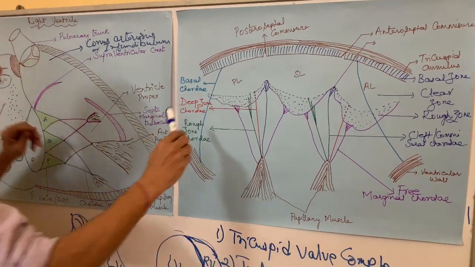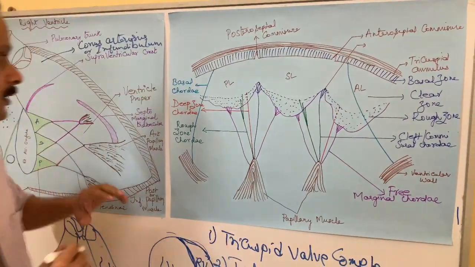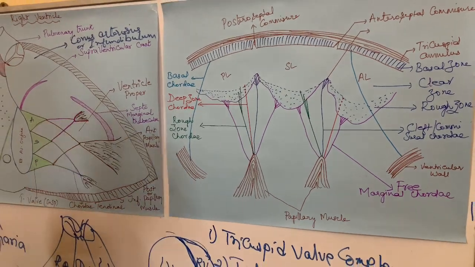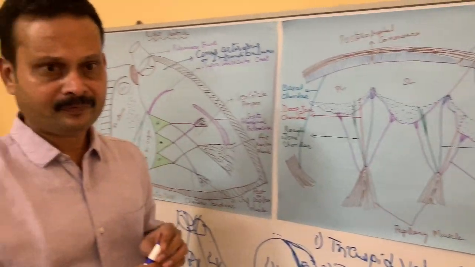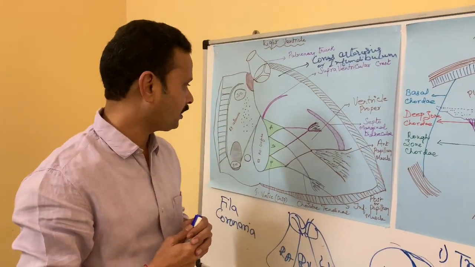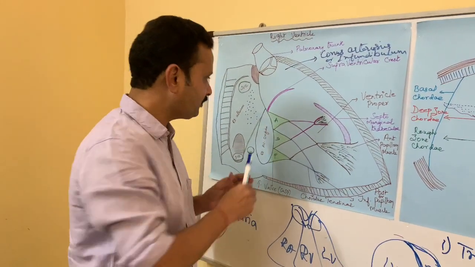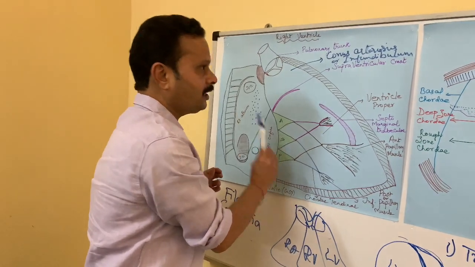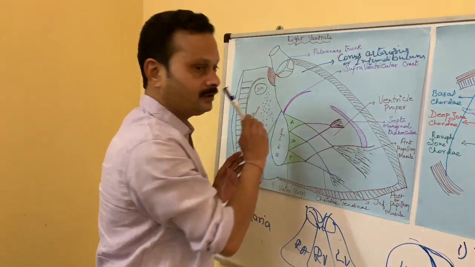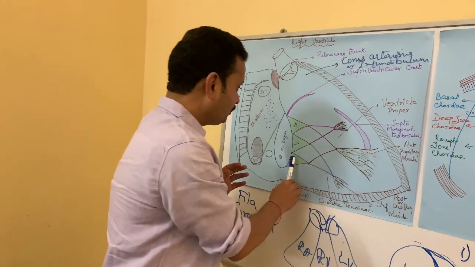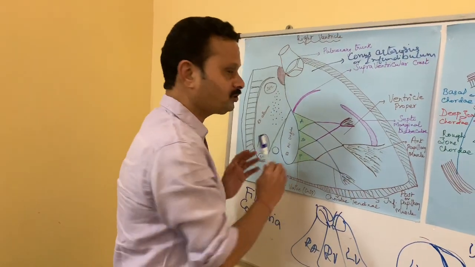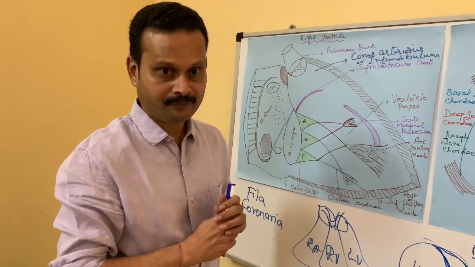When we make it straight, it looks like this. Each valve is formed by the reduplication of the endocardium, and there are three valves, which are anterior, posterior and septal valves. Anterior valve will be larger, septal valve is smaller, and the posterior valve is midway between the two.